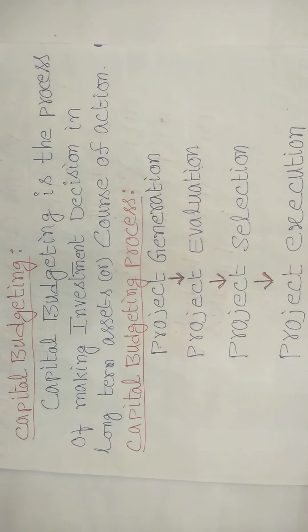Then the third step is project selection. The final selection of the project is generally done by the top management of the company. The project which gives more benefits with less cost will be chosen. That is project selection. Then the fourth step in the capital budgeting process is project execution.